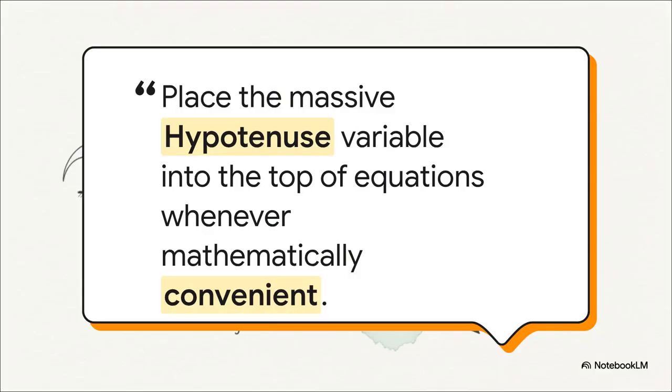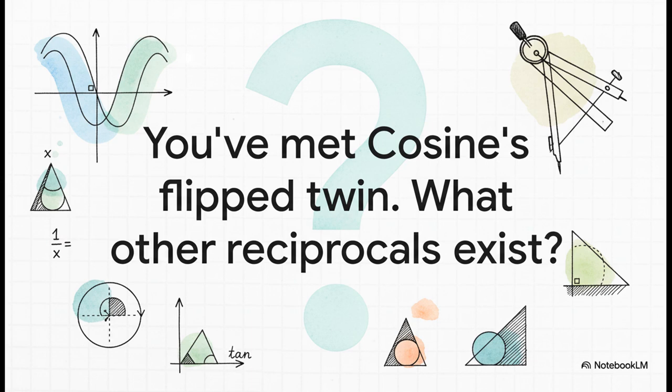So at the end of the day, that's what secant really gives us. Sometimes it's just way more convenient to have the hypotenuse, often the longest or most important side, on top of your fraction. It's not just some new rule to memorize. It's a powerful tool that gives you the flexibility to look at a problem upside down. So, we've officially demystified secant, revealing it for what it is, cosine's flipped twin.